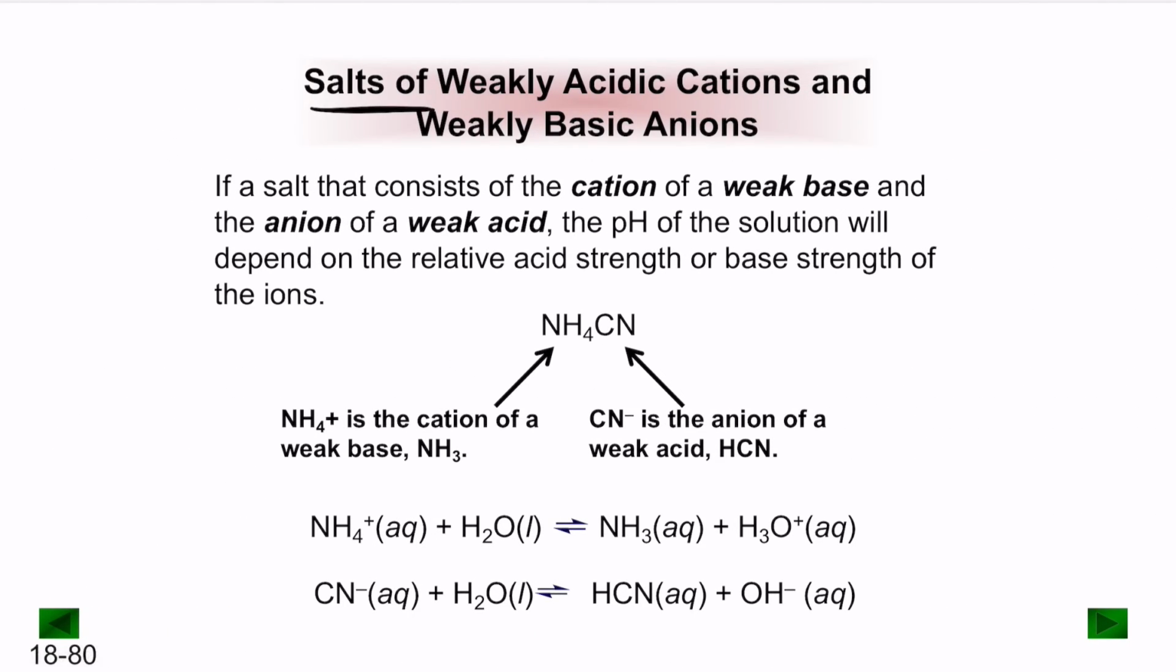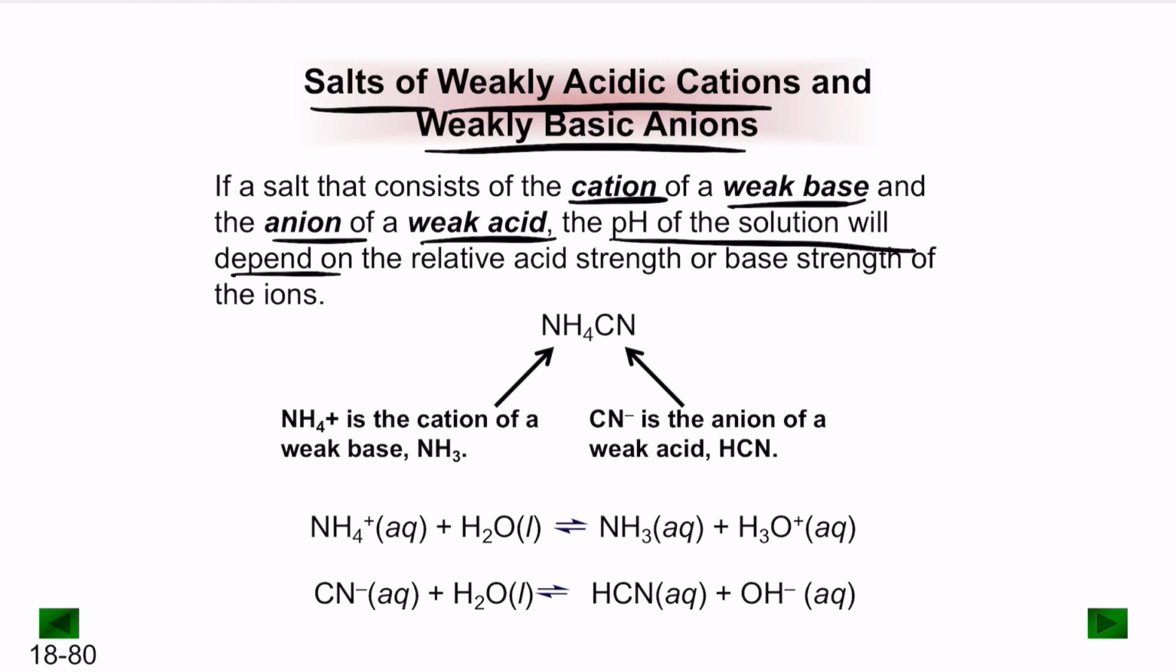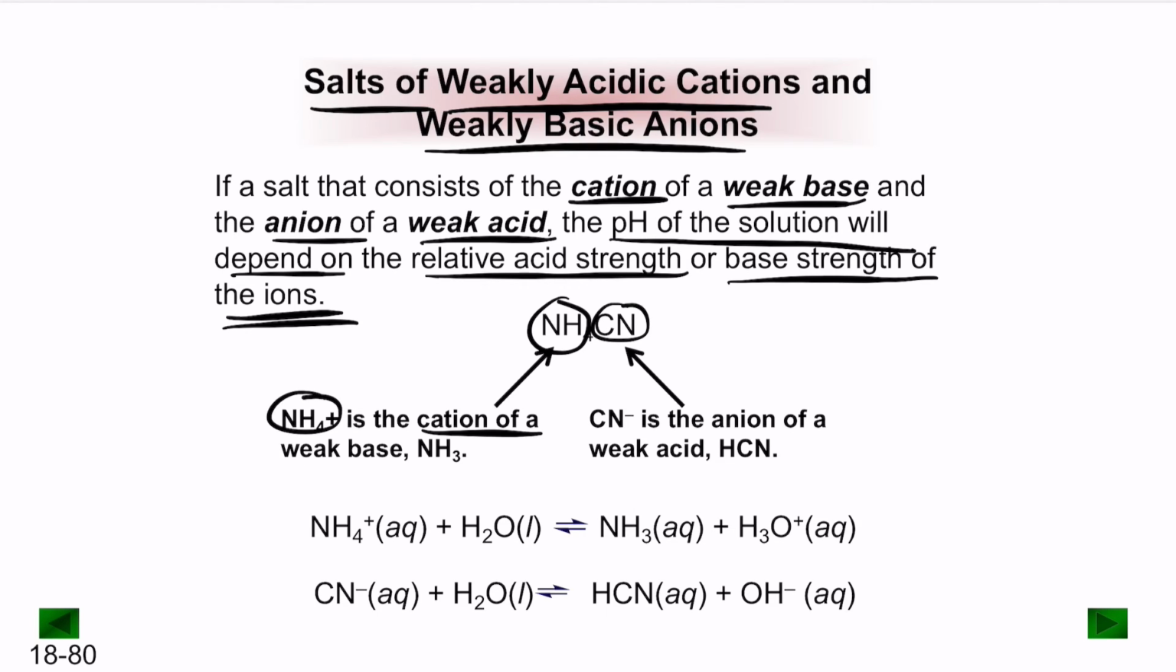Next, let's talk about salts of weakly acidic cations and weakly basic anions. If a salt consists of a cation of a weak base and the anion of a weak acid, the pH of the solution will depend on the relative acid strength or base strength of the ions. For example, let's take NH4CN, ammonium cyanide. You have NH4+, which is the cation of a weak base NH3, and CN-, which is the anion of the weak acid HCN.